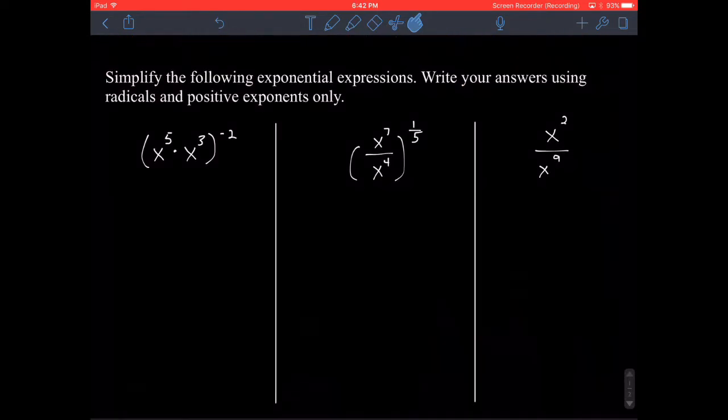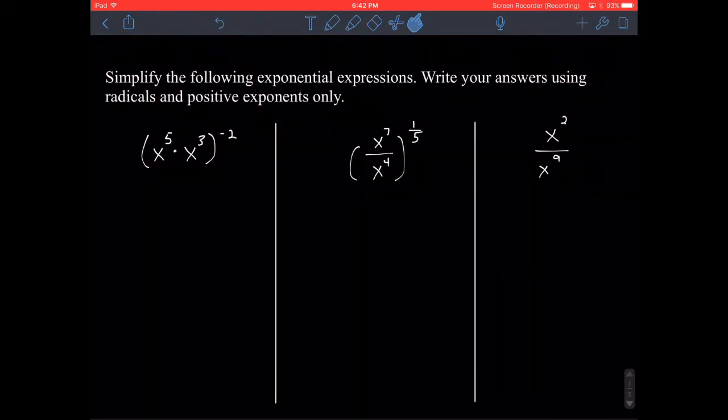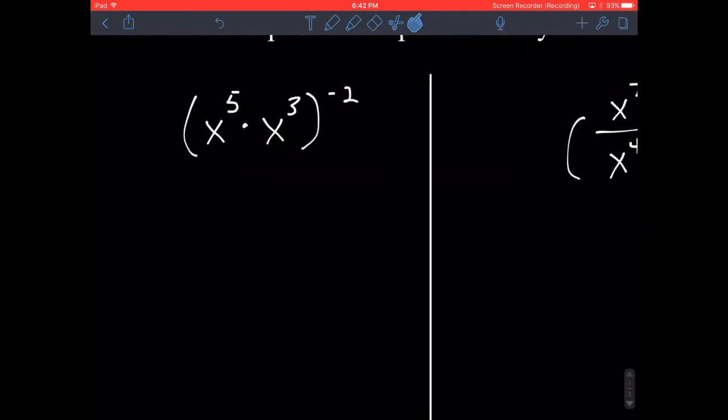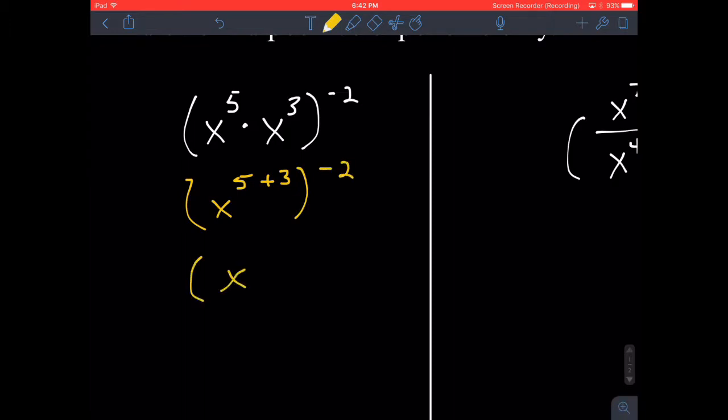So, we're going to rewrite the following using only radicals and positive exponents. In our first example, we have x to the fifth times x to the third, all to the -2. We see that we have like bases on the inside of the parentheses, which means that we're going to add our two exponents together, so we get x to the 5 plus 3 to the -2. Add those together, you get x to the 8th, and that's raised to the -2 power still.